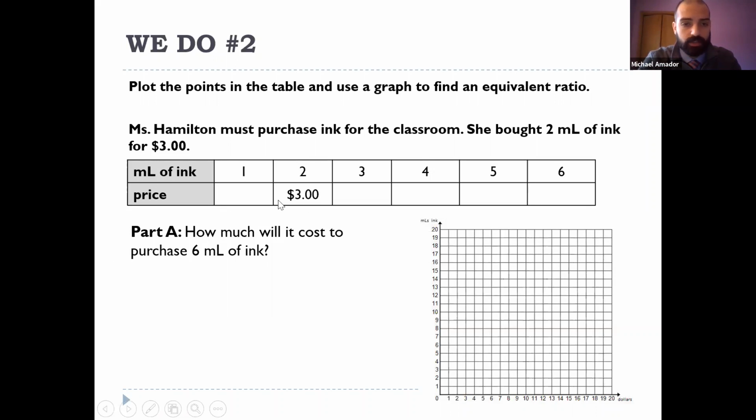We have this ratio table that's set up here. I want everyone to go ahead and start filling out this table. So I want everyone to fill out the ratio table for 1, 3, 4, 5, and 6 milliliters of ink.